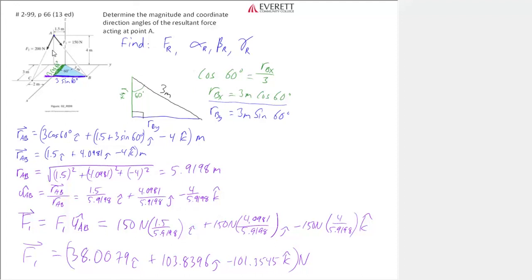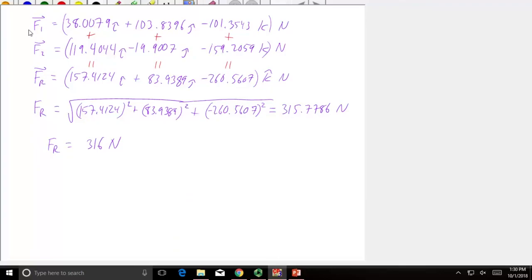Okay, so I got my F1. What's my next step? Find F2. And we do it the exact same way. We find RAC, then the unit vector in the AC direction, then we multiply it by the magnitude of F2. Okay, let's get back to it. I tried to write this big, so I didn't put all of the work out, but I wanted to make sure you guys could see it.